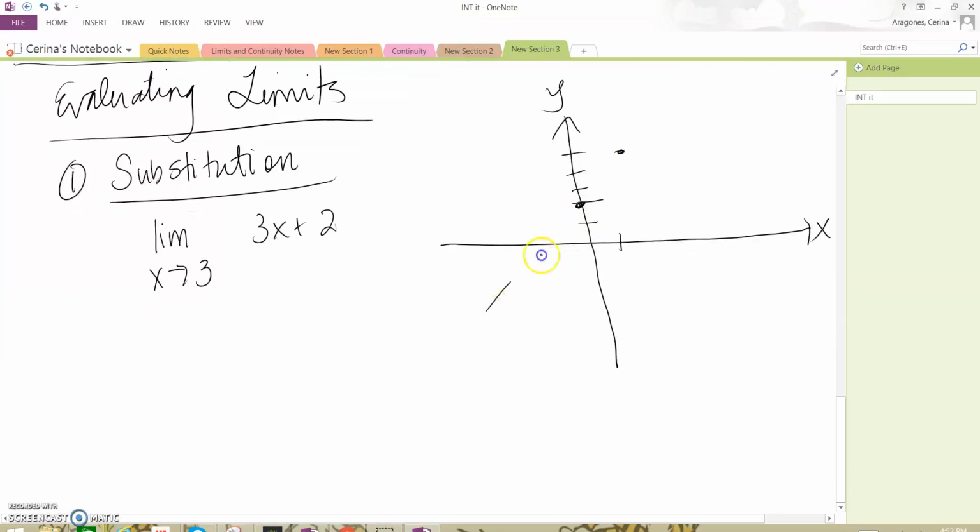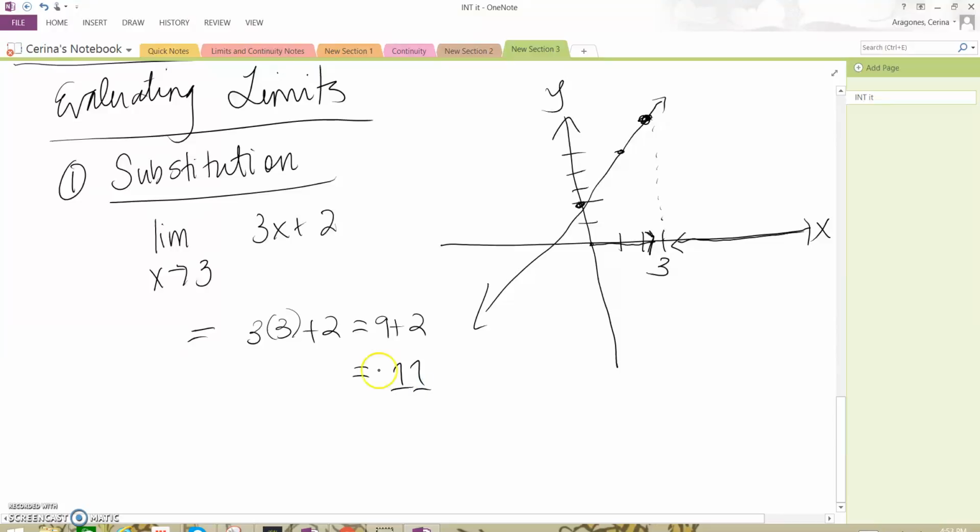Okay, so let's just quickly graph the line. We can see that as I approach 3 from the left side, and as I approach 3 from the right side, I'm just going to get the y value at that x. So we can just substitute. 3 times 3 plus 2 is equal to 9 plus 2, which is equal to 11.